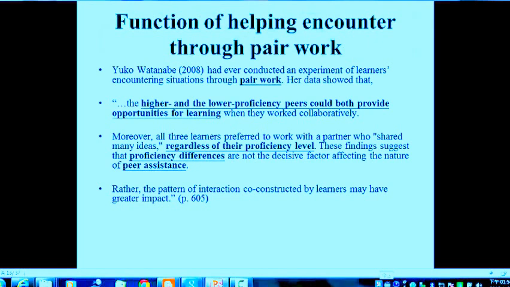Her data showed that the higher and the lower proficiency peers could both provide opportunities for learning when they work collaboratively. Moreover, all 3 learners prefer to work with a partner who shares many ideas, regardless of their proficiency level. These findings suggest that proficiency differences are not the decisive factor affecting the nature of peer assistance. Rather, the pattern of interaction co-constructed by learners may have great impact.